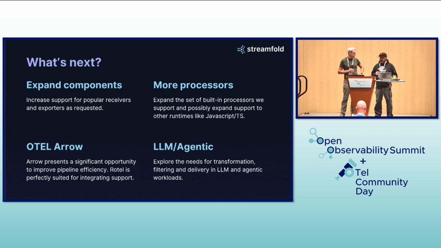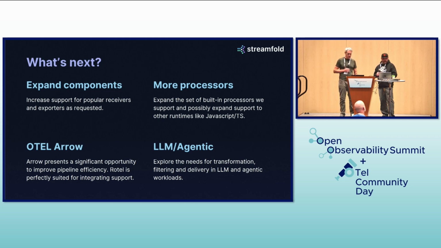Additionally, we want to build more processors, both using the Python integration, but as well as, Ray said, expanding. If we did build something purely in Rust, which would be the ultimate higher performance option, what could we build there? Again, things like maybe tail sampling, which would be a bit more expensive, would be worth doing there.